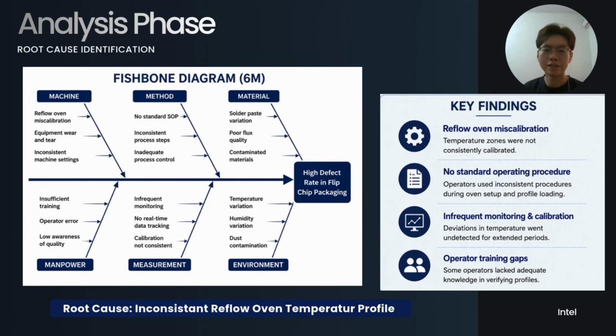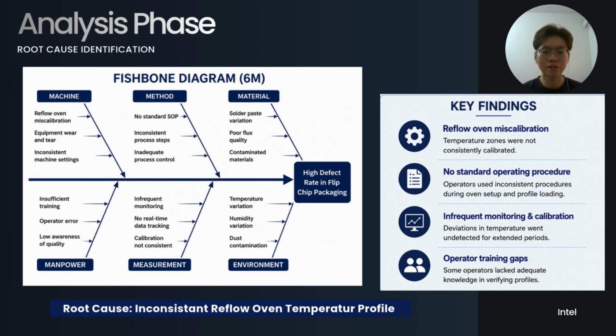Right, so for the analysis phase, our objective is to identify the root cause of the high defect rate in the flip chip packaging process in Intel. So first we use the fishbone diagram to explore all the possible causes under the 6 categories, which are machine, method, material, manpower, measurement, and environment.